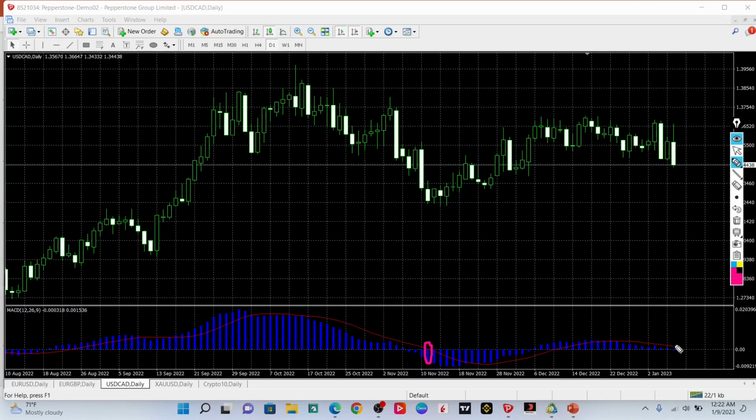And then when the zero line is above, you get a bullish signal right there. So we buy when you get a bar up, then we sell when you get a bar down. Okay, so as simple as that. For example, when you look here, you get a very clear signal.